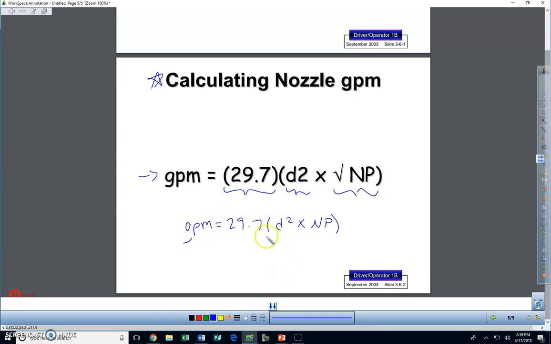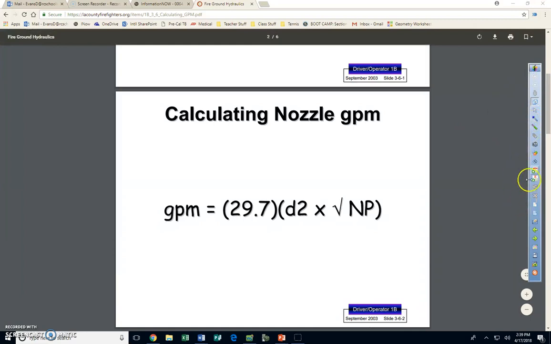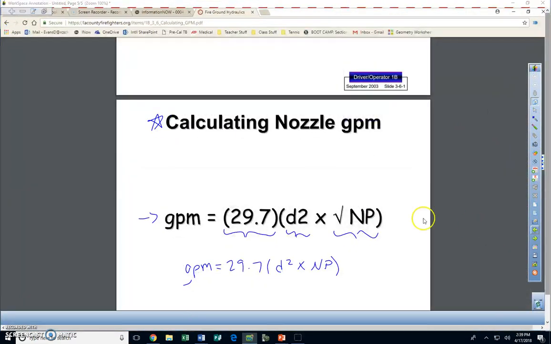So that 29.7 is always there. D stands for the diameter of the hose, and then NP stands for the nozzle pressure. And so in order to solve a question, you'll get this formula right here. You'll use this formula, but the formula itself is not a question. It's just the formula you use in order to find the answer.